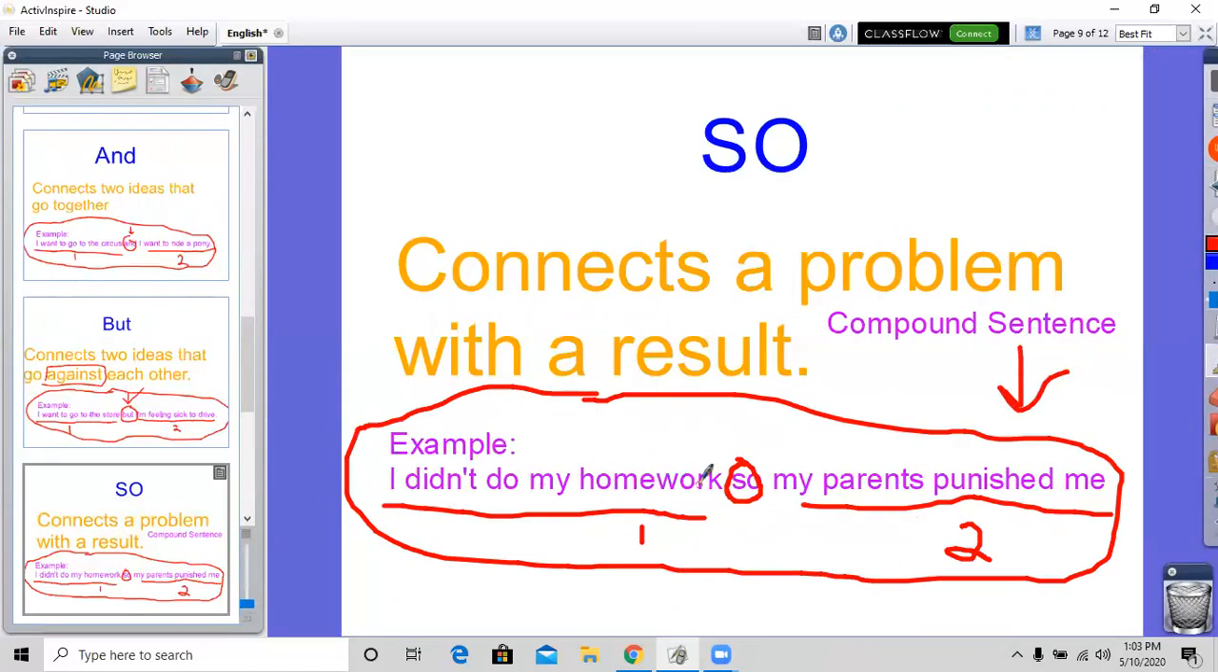Why did we use so? Because you have a problem and this is the result of the problem. So you didn't do your homework. So what happened? My parents punished me.